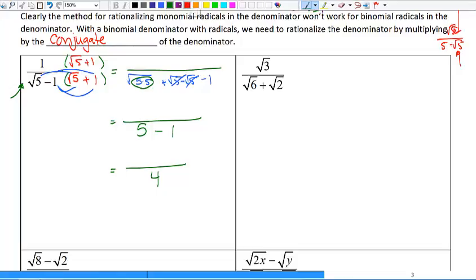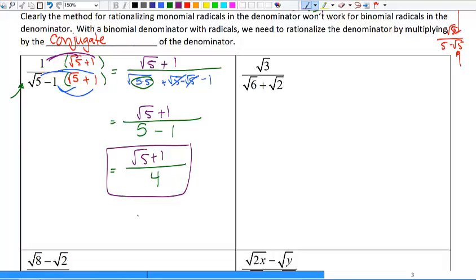So then I'm going to go back to the numerator and finish that. So that gets me root 5 plus 1, which comes down all the way. Now, this is my final answer. We know it is reduced completely because you have no more radicals in the denominator. It's only in the numerator, which is fine.